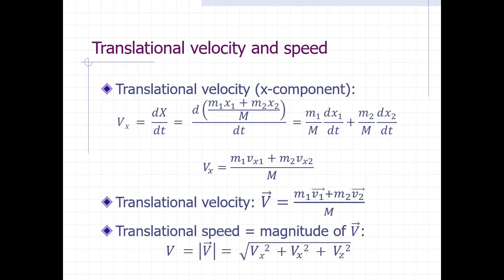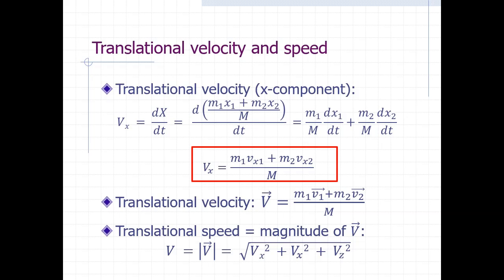The translational speed is the speed of the overall movement of the two particles as tracked through their center of mass. We can calculate it if we know the individual masses and velocities of the two particles. First, let's define the x component of the translational velocity vector, shown here as uppercase V sub x. It's defined as the derivative of the center of mass x coordinate with respect to time.